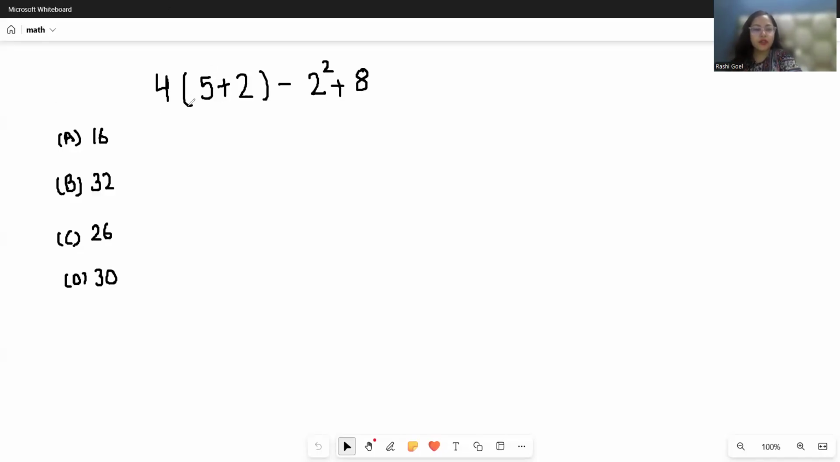So we are given bracket, addition, subtraction, exponent, addition again. So what to choose first? So we are going to use PEMDAS rule that helps to choose the preference. So first, parenthesis.